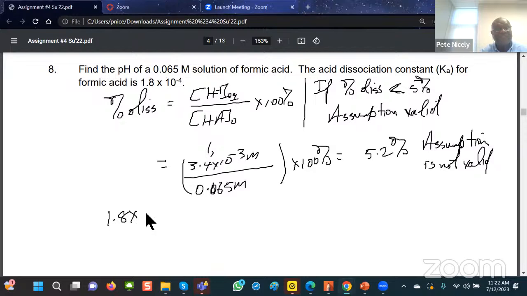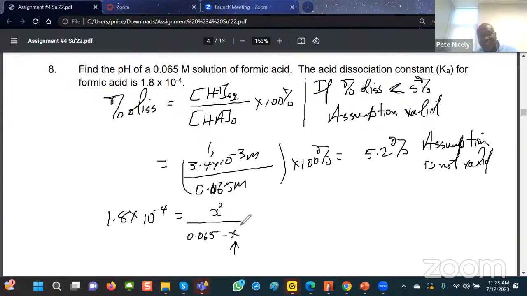1.8 times 10 to the minus 4 is equal to x squared over 0.065 minus x. So we have to keep the term x here. We cannot assume, therefore, that x is small like we did before. So basically what it comes down to is solving this equation here.